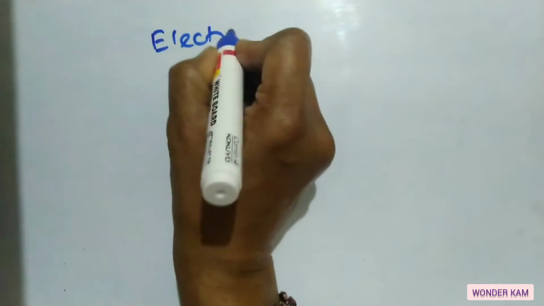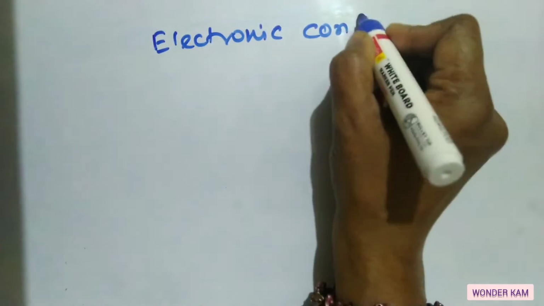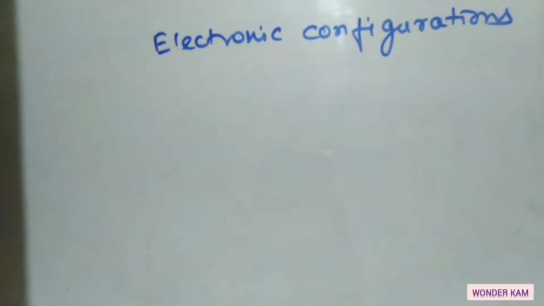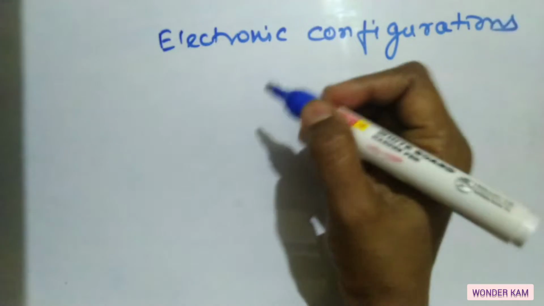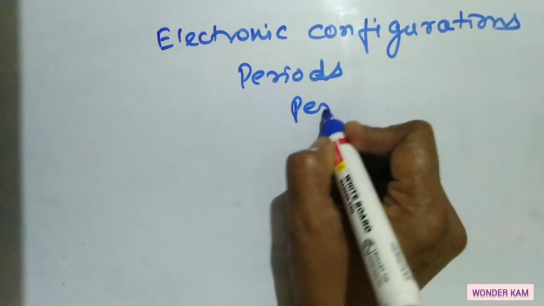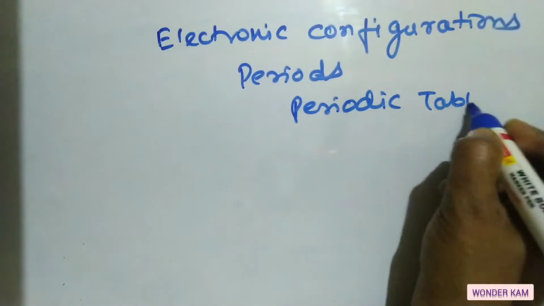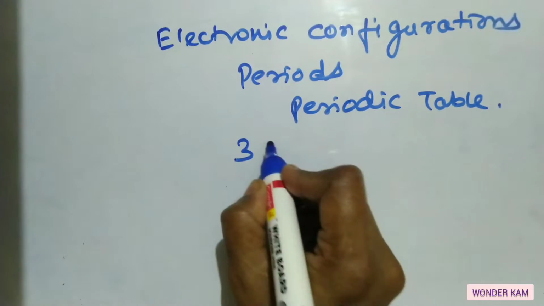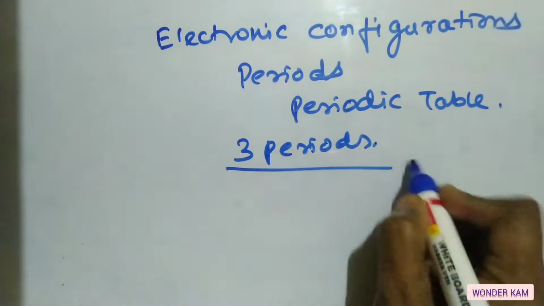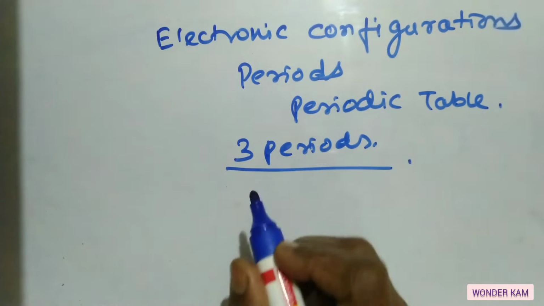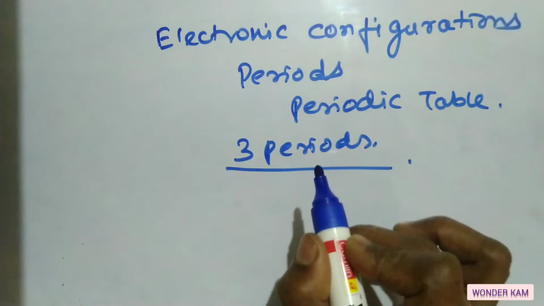This is in continuation of my previous video on electronic configurations of different elements and how these elements are being arranged in periods and groups in a periodic table. I have already discussed the elements of first three periods in my last video. In case you have not watched that video, please go to the description box for the detailed links of that video.